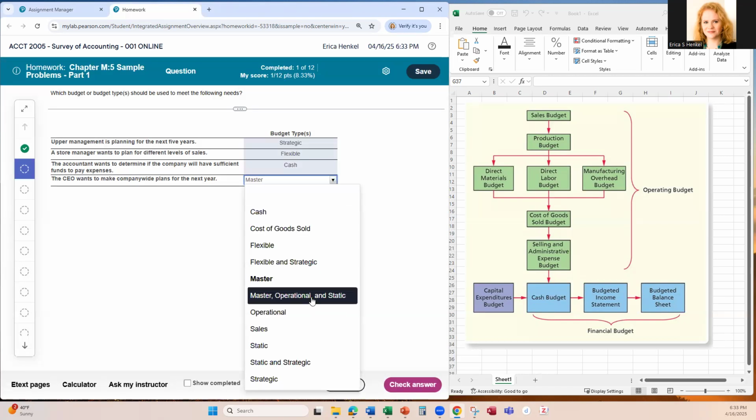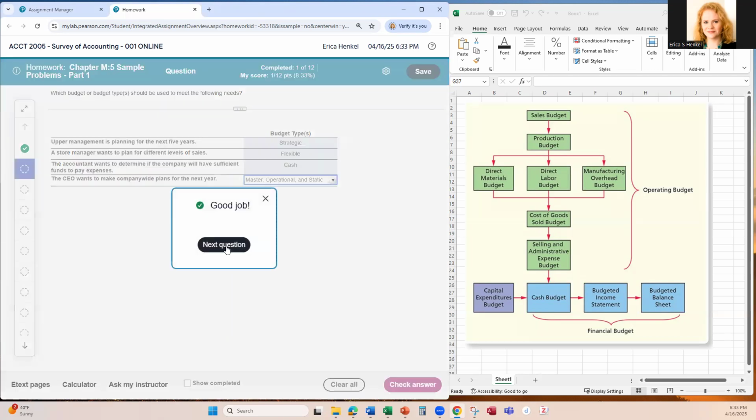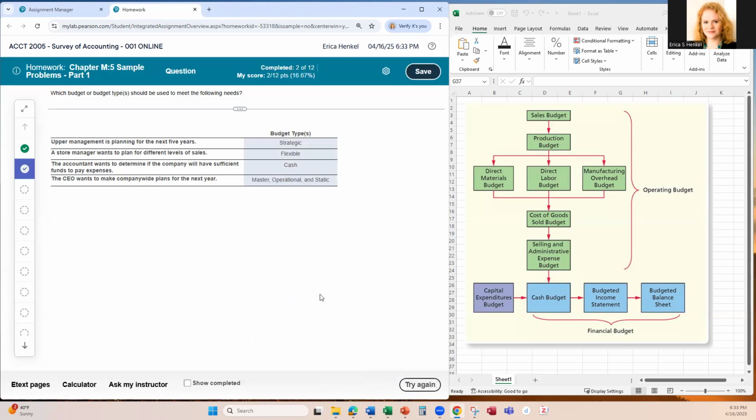So let's see here. It looks like they're wanting master, operational, and static on this one. All right. So including all three of those, I guess, technically, but overall, it's the master budget there.